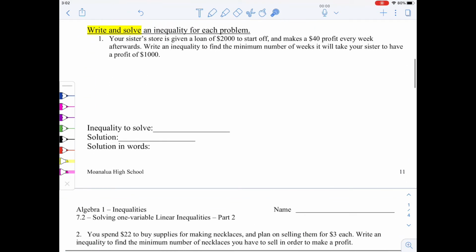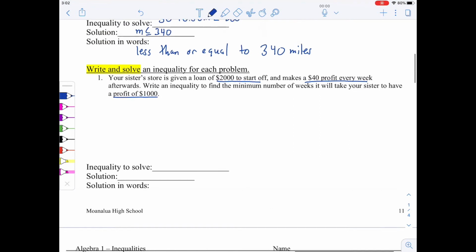Okay, so the next example. Write and solve an inequality for each problem. Your sister's store is given a loan of $2,000, so a loan of $2,000 to start off, and makes $40 profit every week. Write an inequality to find the minimum number of weeks it will take your sister to have a profit of $1,000.